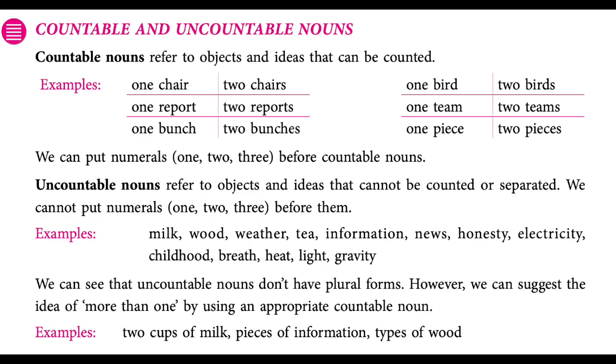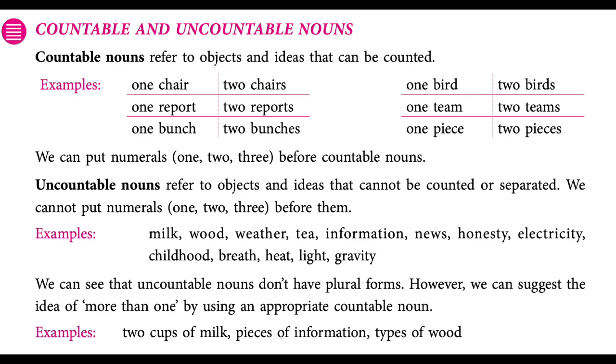In continuation of the chapter 2 nouns of your grammar, today we are going to study countable and uncountable nouns. Now, what are countable nouns? Countable nouns are those nouns that refer to objects and ideas that can be counted. For example, one chair, two chairs, one report, two reports.